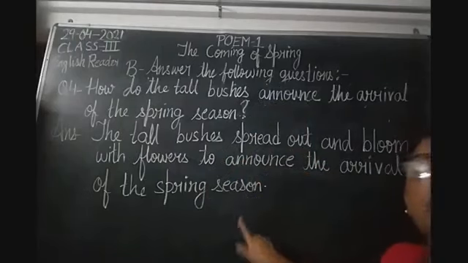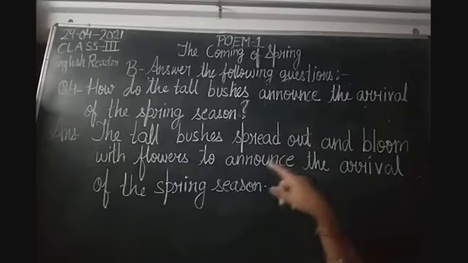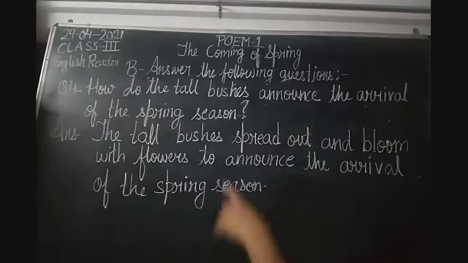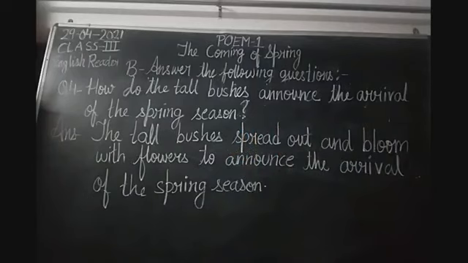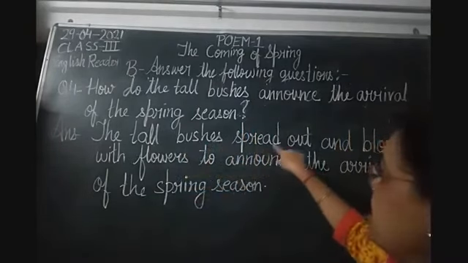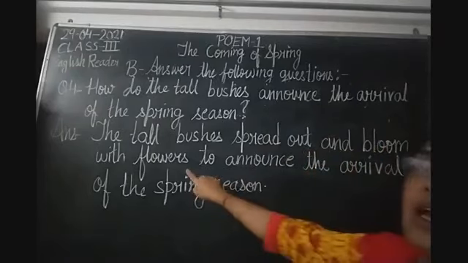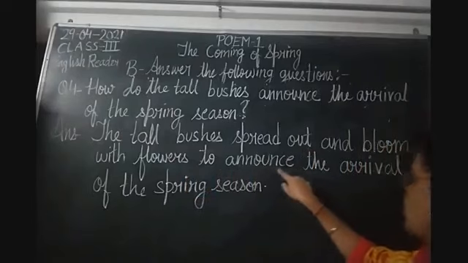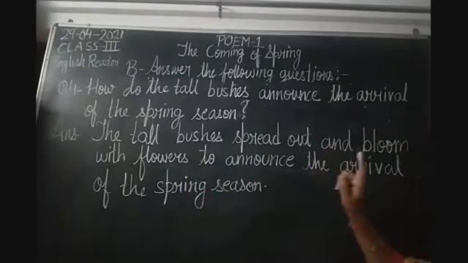So now I revise question 4 and answer, and then I'm going to erase. Question 4th. How do the tall bushes announce the arrival of the spring season? So the answer is the tall bushes spread out and bloom with flowers to announce the arrival of the spring season. Students, please write the spellings correctly.